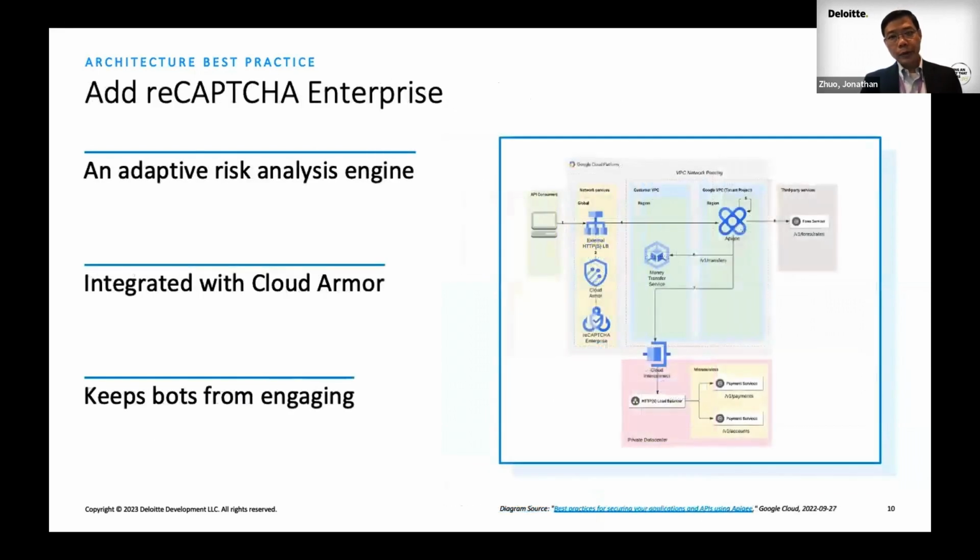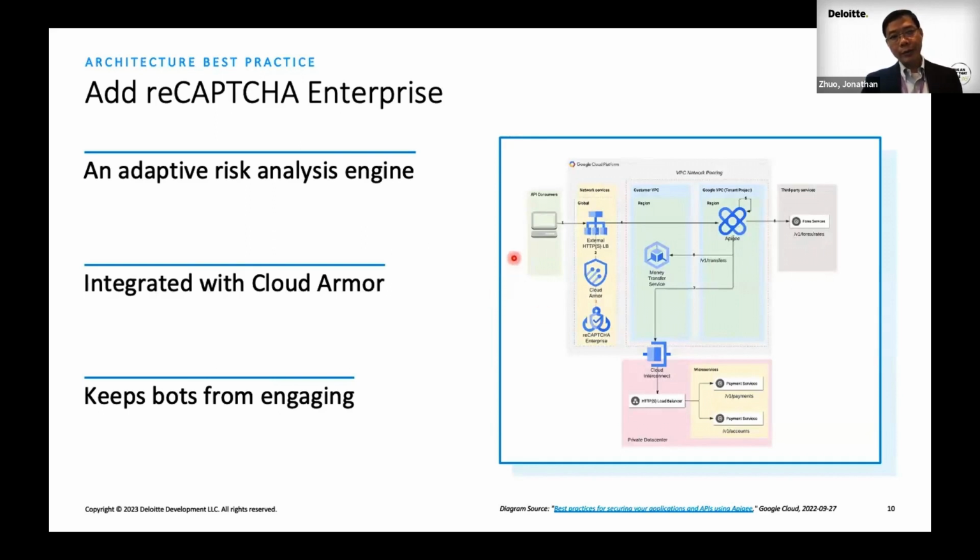Furthermore, to enhance your security profile, you can also add reCAPTCHA Enterprise. It uses an adaptive risk analysis engine to keep automated software like bots from engaging in abusive activities on your site. You can set your application to load the reCAPTCHA Enterprise libraries to generate a reCAPTCHA Enterprise token and send it along when they make a request.